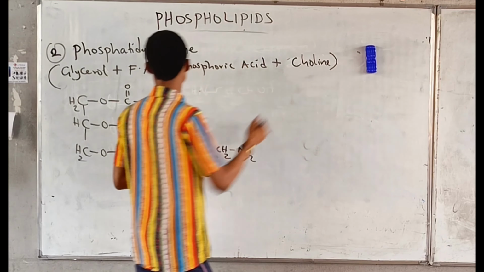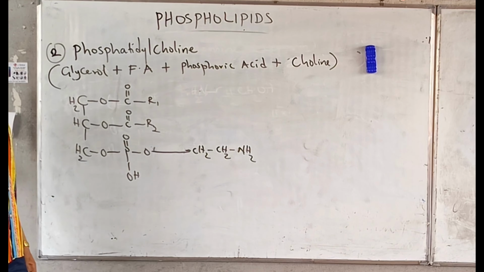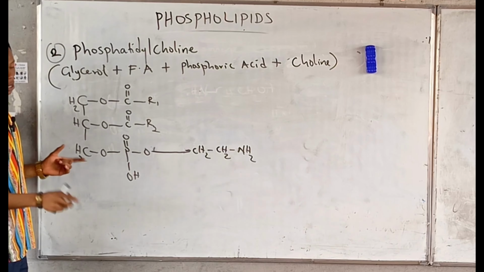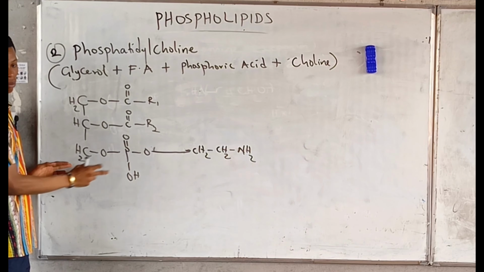Now, the structure still remains the same. Please, I'll give you time to draw, so listen up. The structure still remains the same. But see the difference here. We already have our glycerol, right? Fatty acid on carbon 1 and 2. Phosphoric acid on carbon 3. Then here is where we have to attach our head group, right?